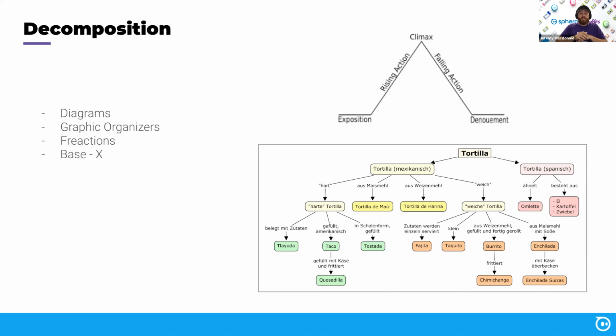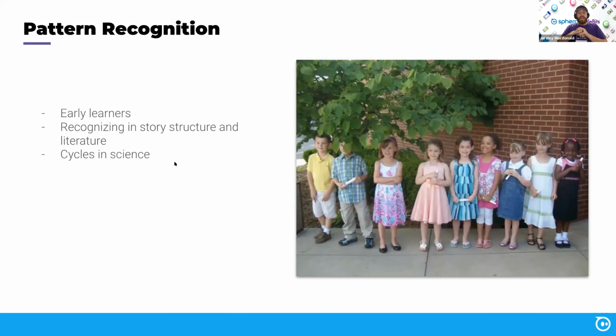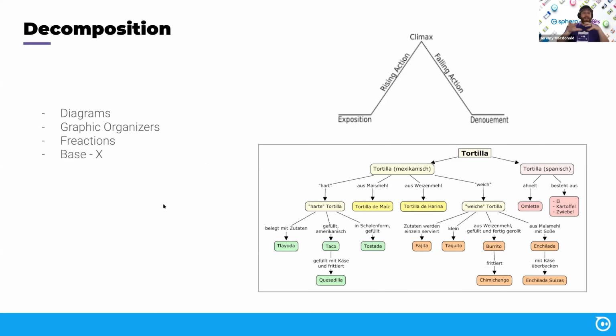Graphic organizers are great. This one's really fun. They're talking about tortilla. They look at it from the culture of the people of Mexico versus the people in Spain, and how those tortillas relate to all sorts of different things. So they're breaking down the idea of tortilla. Again, computational thinking, decomposition, but not in a scientific concept.